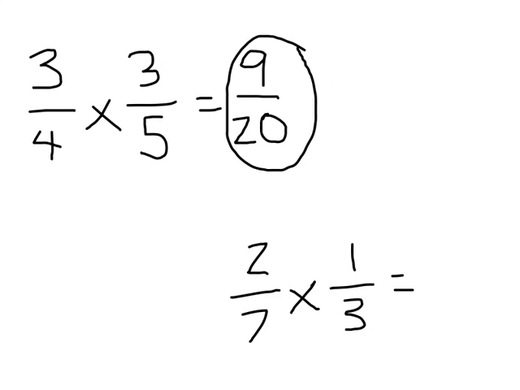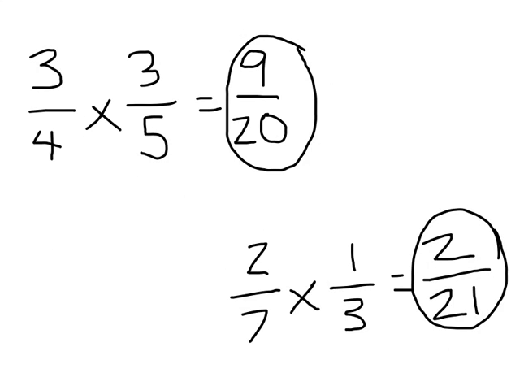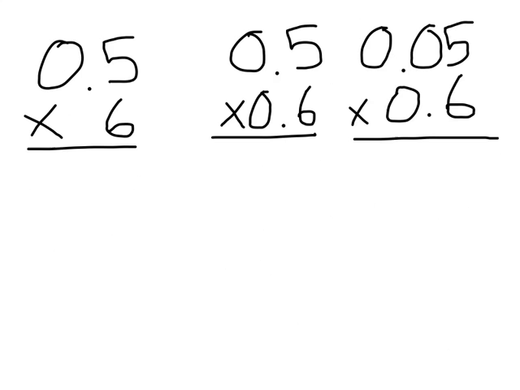What's 2/7 times 1/3? Well, 2 times 1 is 2. 7 times 3 is 21. The answer is 2 over 21. We also talked about multiplying decimals in this unit.